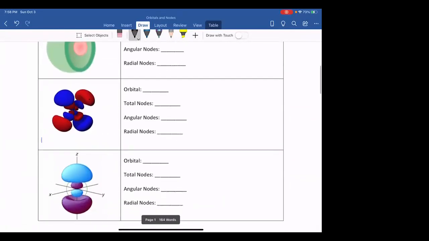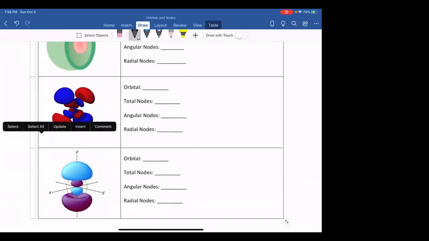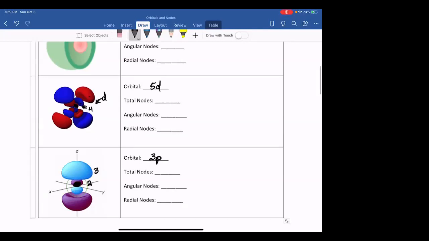So on this next one, this is a dumbbell shape. Because it is a dumbbell shape, it means it's a P. Well, that means that this inner area is 2P because that's where the P's begin. So this is a 2 and this is a 3. So we're talking about the 3P. And I said this was the 3D here. So this is the 4D and this is the 5D. So you have to know where the subshell begins to know what you're looking at.